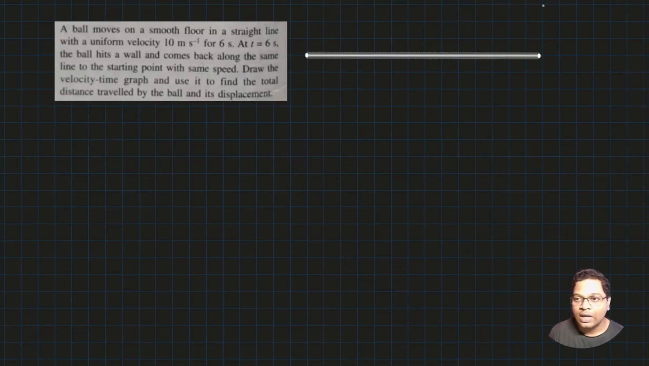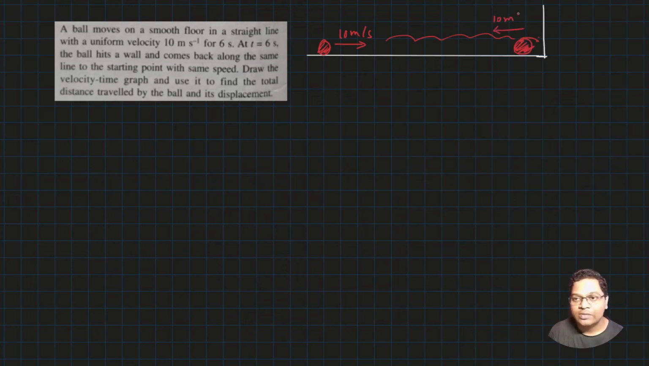This is a floor. This is a wall. Okay, so we have a ball over here. This ball is moving at a velocity of 10 meter per second, and it hits the wall, and then after hitting the wall, the ball is coming back with the same speed. Okay, it took 6 seconds for the ball to go from here to here, and it will take 6 seconds for the ball to come back.